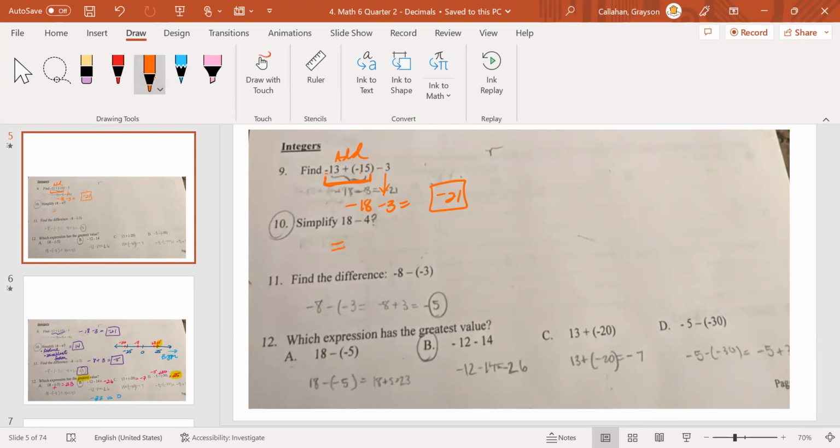Number 10, I hope you don't put a question mark there. It's basically saying a positive 18 minus a 4. What's 18 minus 4? I'm asking you a question. What's 18 minus 4? Okay, number 11, find the difference. Double negative makes it a positive. So we're going to rewrite it. What is that going to give me?